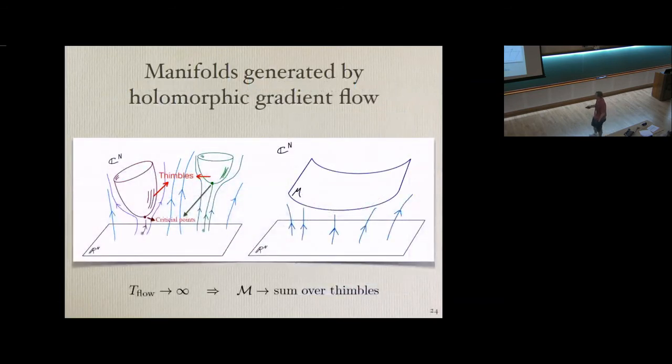So to explain how this goes, imagine that I take the original integration domain, R^N, and I flow it for a fixed time. That will generate some manifold M. Now, by the properties of the flow, the integral over the manifold.